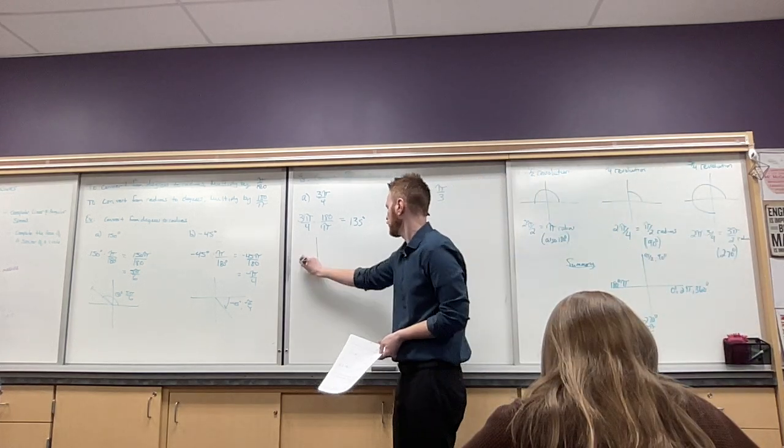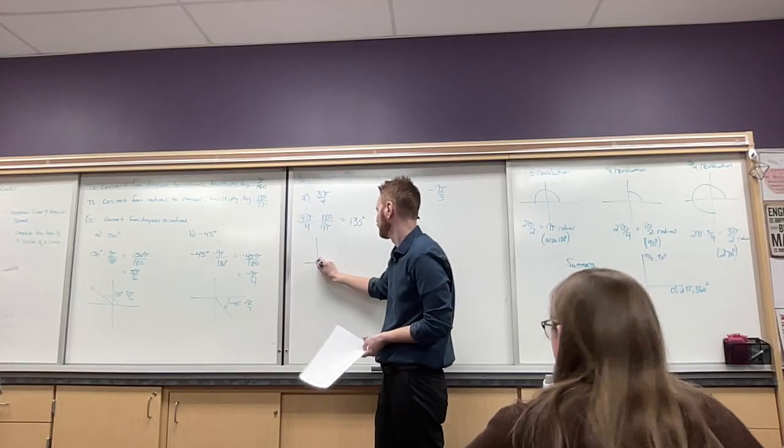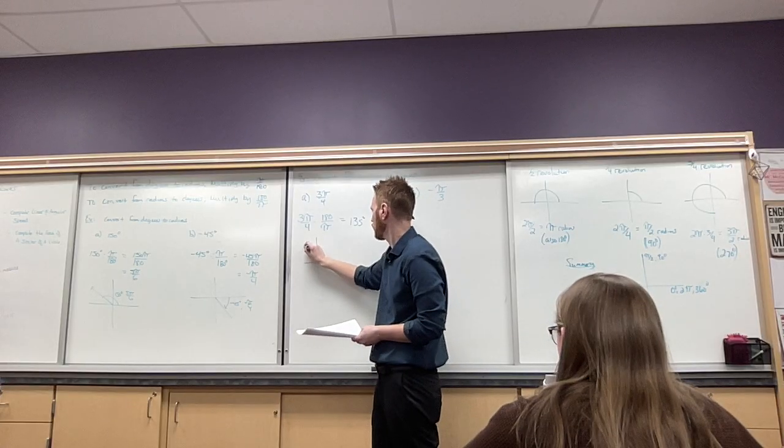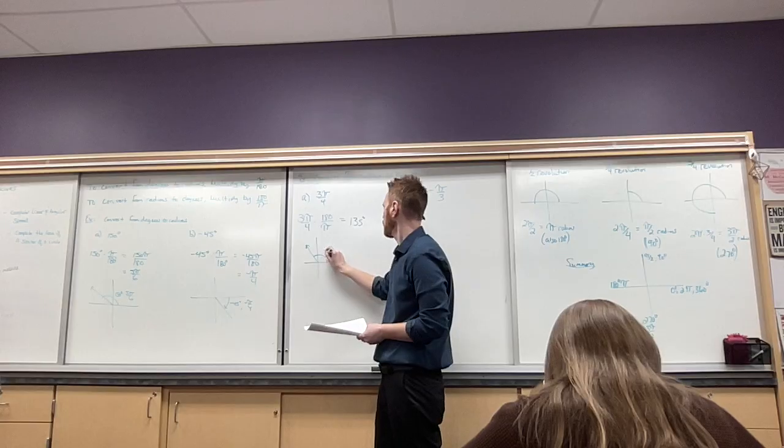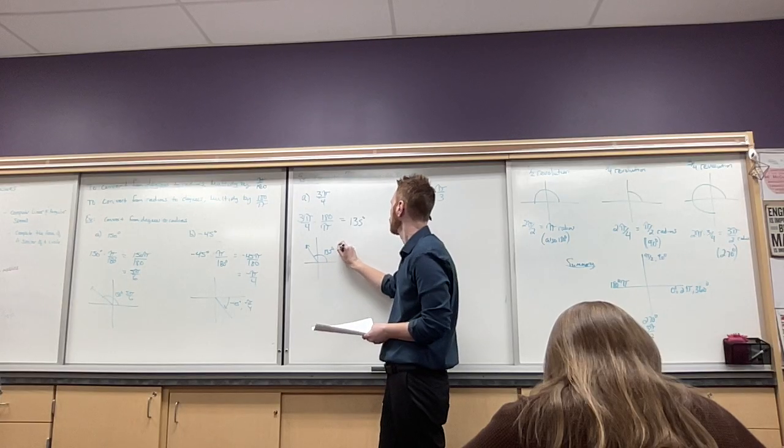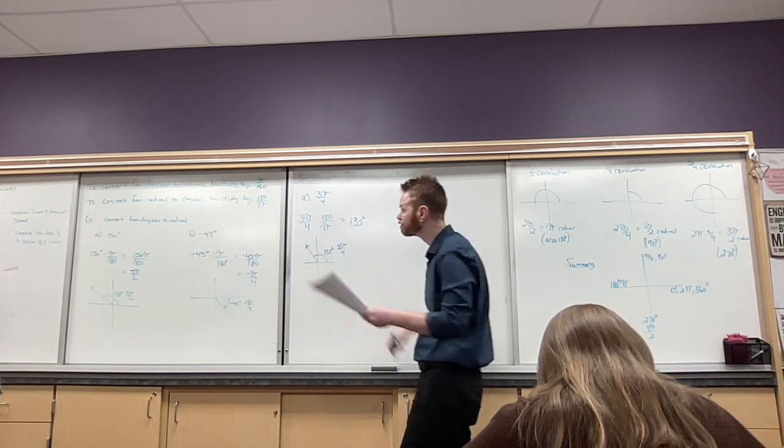So if you want to, we could draw a little picture underneath it. We're guessing, but I'd say somewhere here. This is 135 degrees, which is 3 pi over 4.